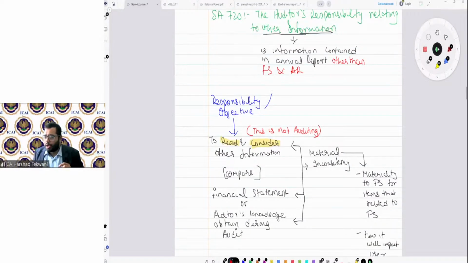that is present in the annual report. Again, we need to read it, not audit. There's a difference between both. Wherever you see the requirement of this particular standard, it says auditors shall read other information, not audit. So the level of procedures that we need to perform is restricted with respect to other information.